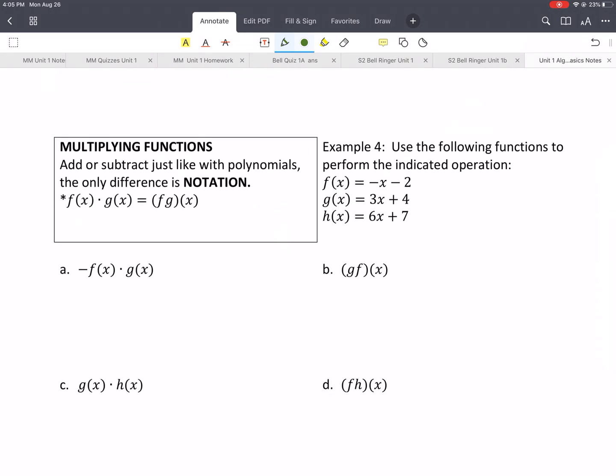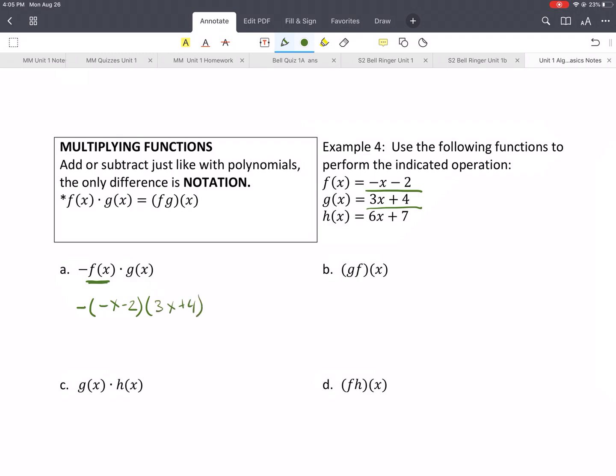All right? Multiplying functions. Well, guess what? It's exactly the same as you do when you're adding. All you do is you say, well, here's f of x. Let's replace it with negative x minus 2. Okay, so let's do that. Negative, and we're going to make a parenthesis, negative x minus 2, and then we're going to multiply that by g of x, which is 3x plus 4.